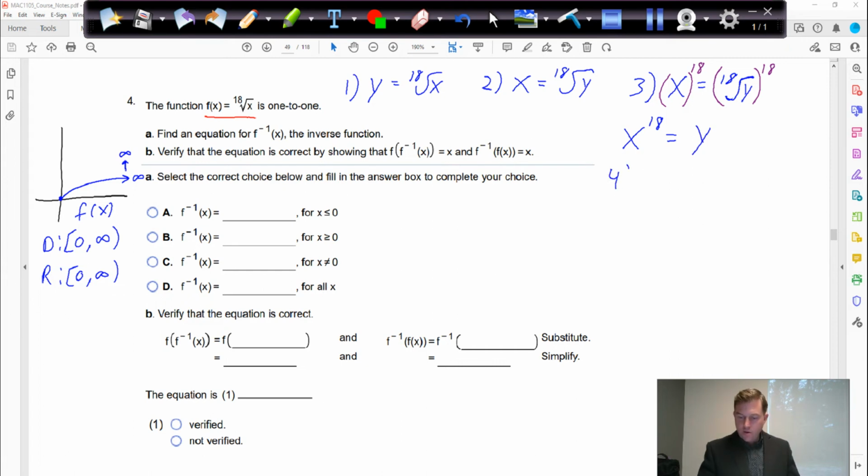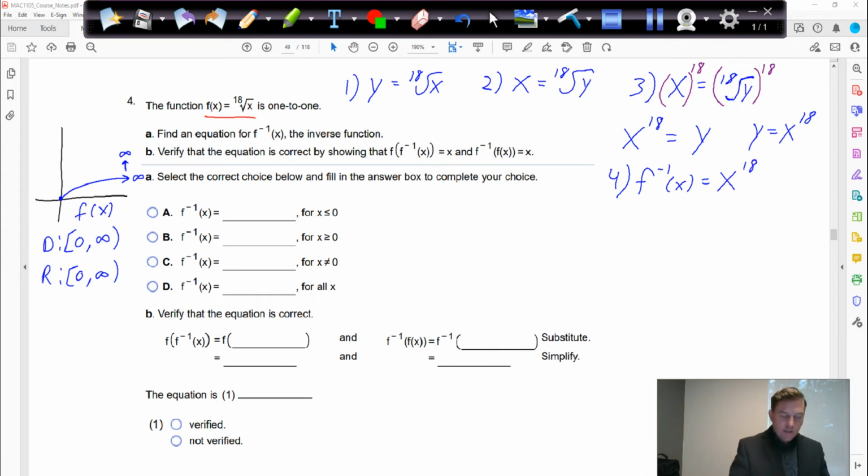And then step 4, I'm going to write y on the left side. So this is the same as y equals x to the 18th, just swapping sides. Step 4 says replace y with f inverse, and that's going to equal x to the 18th.